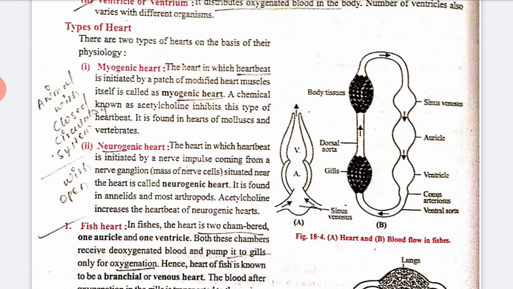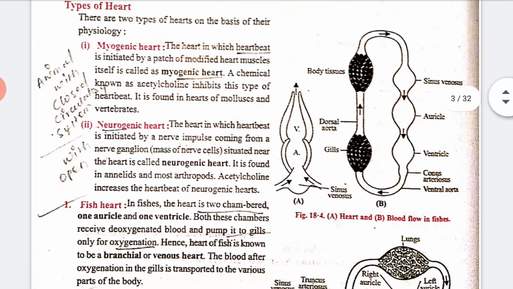Hearts are of two types on the basis of their physiology. First we have the myogenic heart, and second the neurogenic heart. Which type of heart is known as myogenic heart? The heart in which the heartbeat is initiated by a patch of modified heart muscles itself is called a myogenic heart, in animals with a closed circulatory system. It is found in the hearts of molluscs and vertebrates.